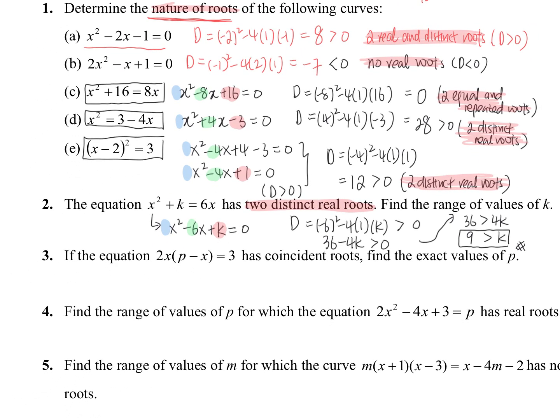Okay, so just a very, very short working. No matter what equation they give you, make sure you tidy them up. You get your ABC first. What does coincident root mean? Equal and repeated. So this one tells you D is 0. So all these keywords, you all must know what they mean. Coincident is they overlap. Okay, repeated.